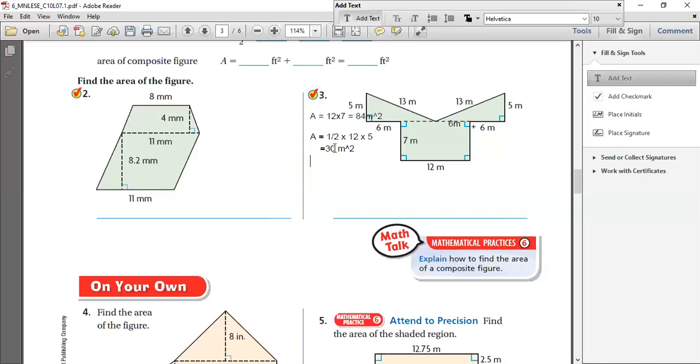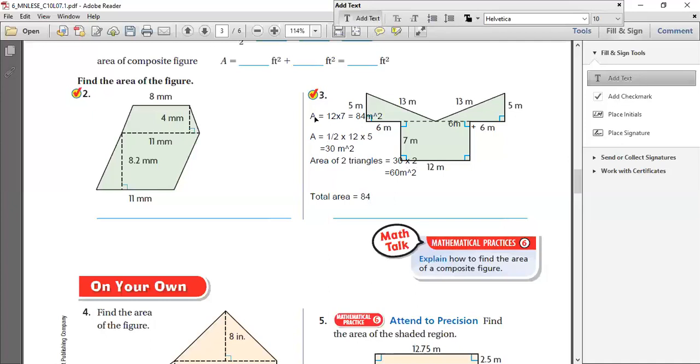So what about the area of another triangle? Area of two triangles is going to be 30 multiplied by 2, because it's 2. So 2 multiplied by 30 is going to give you 60 square meters. Now all we are going to do is add all the areas. So the total area of the composite figure is equal to 84, which is the area of the rectangle.